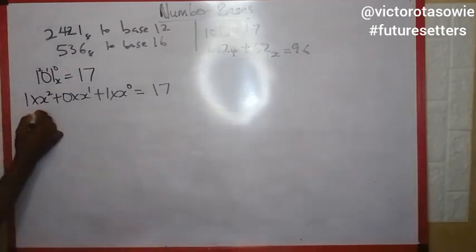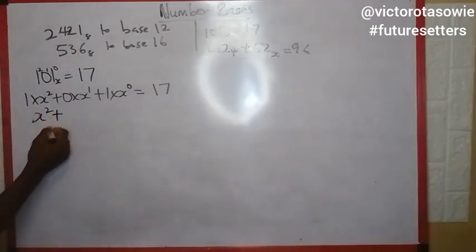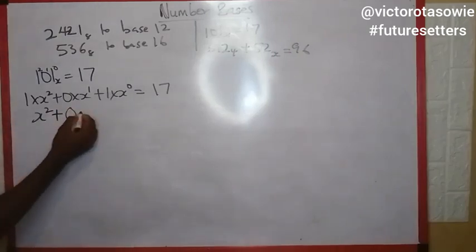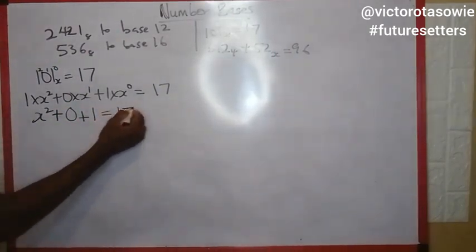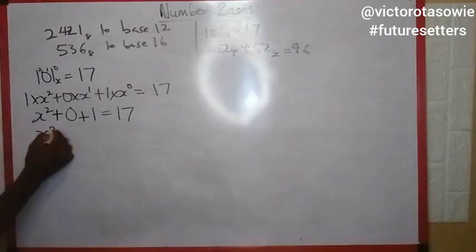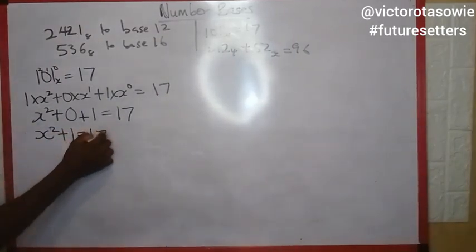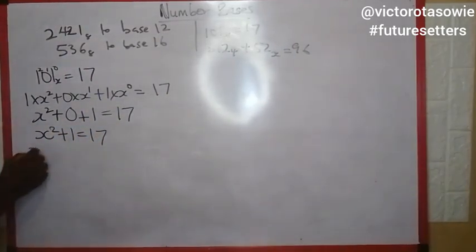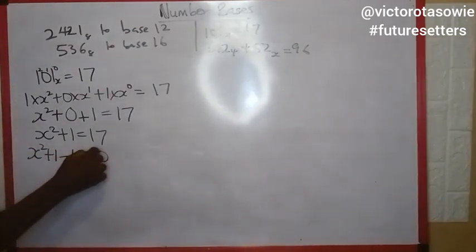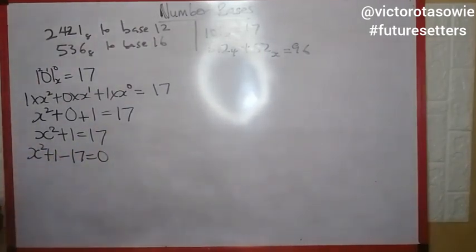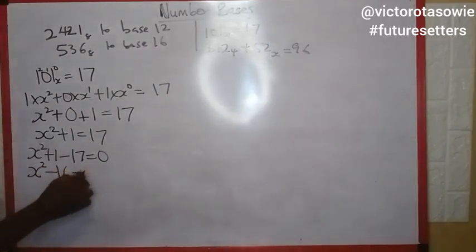So 1 times x squared is x squared. 0 times x raised to power 1 is 0, plus 1 times 1. 1 times 1 is 1. We have 17. So we have x squared plus 1 equal to 17. So what you just do is write x squared plus 1 minus 17 equal to 0. Now we have 1 minus 17. What is 1 minus 17? We have x squared minus 16 equal to 0.